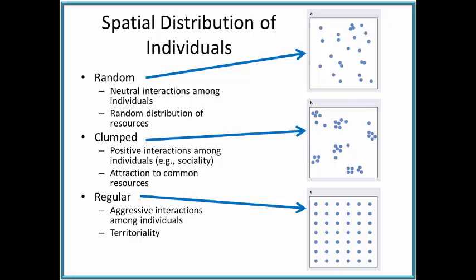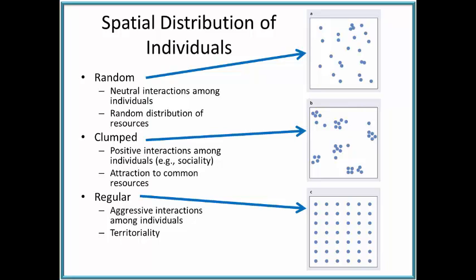They just don't really care whether other organisms are around. We can have clumped conditions, which are positive interactions occurring among individuals. There might be some society or social interaction that brings the individuals together. Or it might be that the resources are clumped. That is, these organisms might be found around the edge of a pond, or a watering hole in the desert, or the top of a mountain, whatever the case may be. This causes them to be clumped, to be aggregated together within the environment.